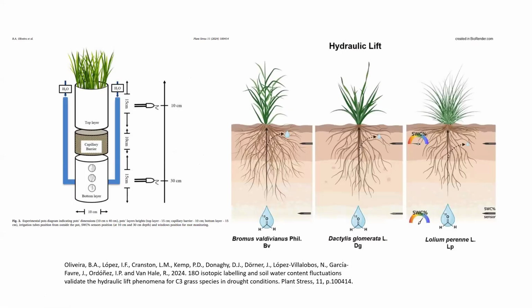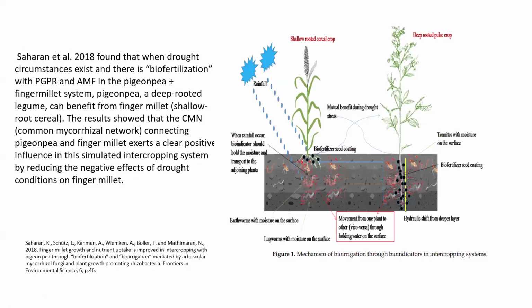This is just another example of the 18 oxygen isotopic labeling and then water fluctuations. So they're looking at methods of studying this concept of hydraulic lift. And so the hydraulic lift is a real phenomenon, and it is one of the reasons why, in some cases, intercrops do so much better, especially if a deep-rooted plant is grown in combination with a shallow-rooted plant.